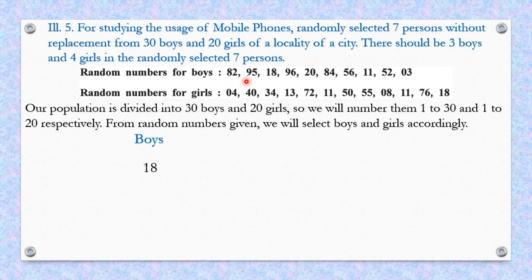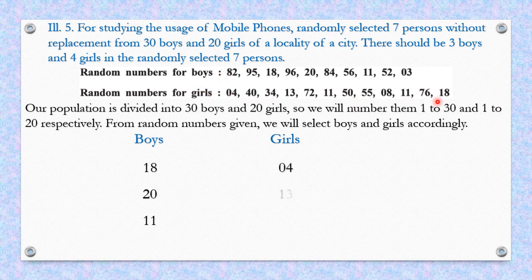Then 96 will be ignored, we will take 20. 84 will be ignored, 56 will be ignored, we will take 11. Because only 3 boys are to be taken, we will take 18, 20, and 11 numbered boys. Next, girls are there. Now we have to select 4 girls, but the maximum number of girls is 20. So any number greater than 20 is to be ignored.